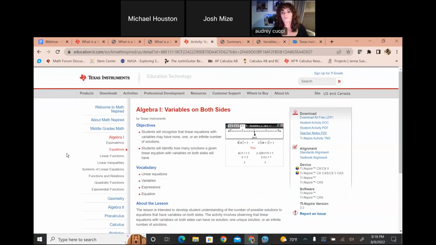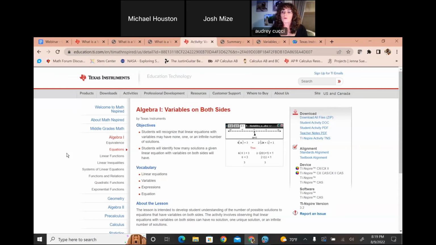And these are all action consequence activities for your kids to really do some discovery learning. So one of the files that I really like is this Algebra 1 variables on both sides. What I'm noticing as a high school teacher is, after a few years of virtual learning, hybrid learning, just kind of a mixed bag for the last 2 years, my students' equation solving skills are rather weak.